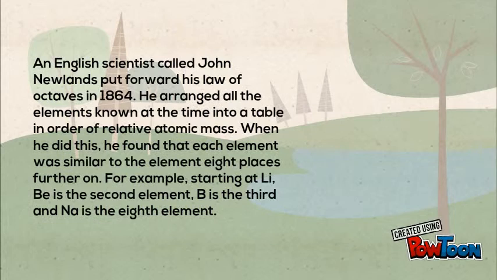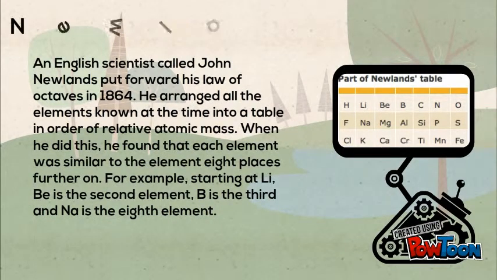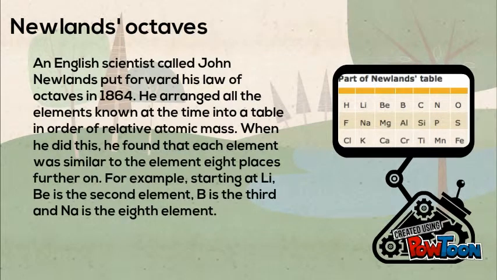An English scientist called John Newlands put forward his law of octaves in 1864. He arranged all the elements known at the time into a table in order of relative atomic mass. When he did this, he found that each element was similar to the element 8 places further on. For example, starting at lithium, beryllium is the 2nd element, boron is the 3rd, and sodium is the 8th element.